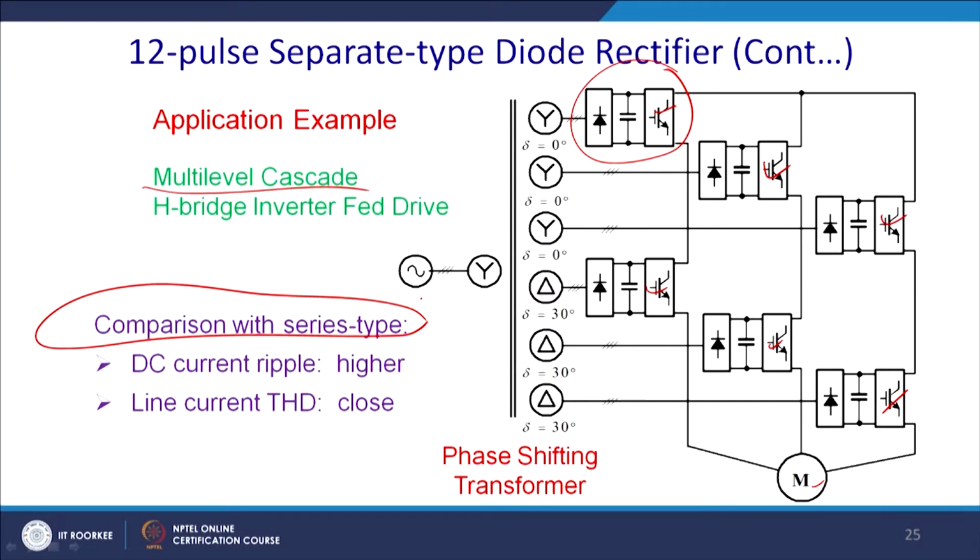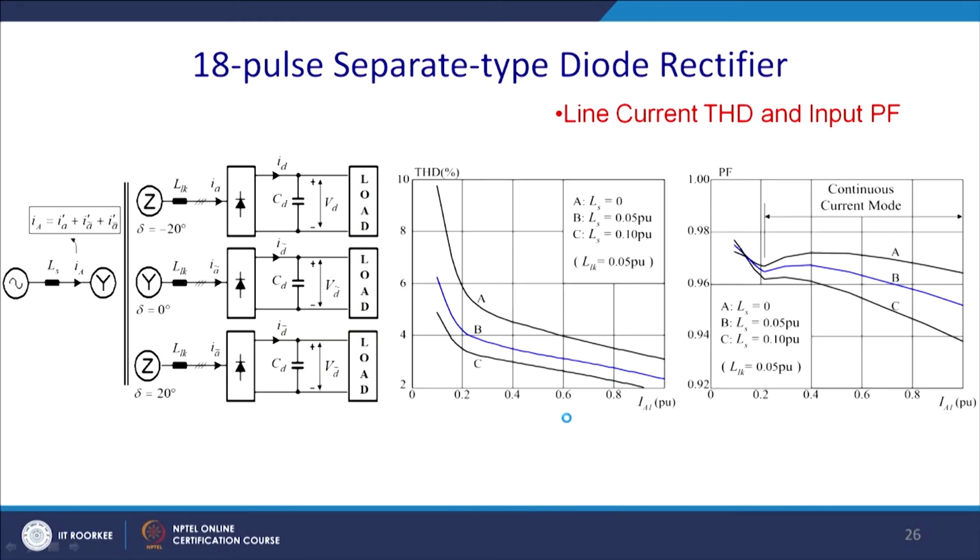Now, comparison with the series type. Here you will find that the DC current ripple is higher and the current THD is close to 0. So, we require a phase shifting transformer like this to operate a highly sensitive drive like the 12 pulse separated type diode bridge rectifier.